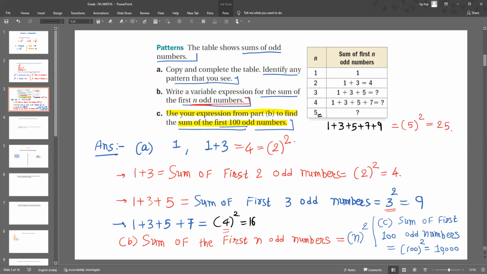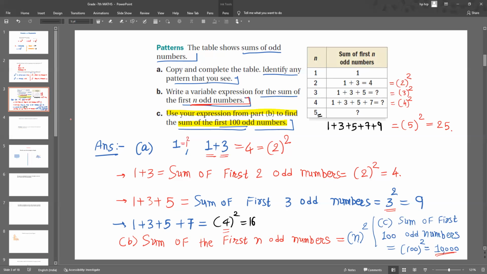So in this question, we can use power and exponent. Here the power is the same, but the base can be different. First, if I write the first odd number, that can be written as 1 square, that is 1. If we take the sum of two odd numbers, that is 2 square. The sum of three odd numbers is 3 square. Similarly, the sum of four odd numbers can be written as 4 square. And if we take n numbers, that can be written as n square, and for 100, we write 100 square. So here we use power and exponent. Understand?